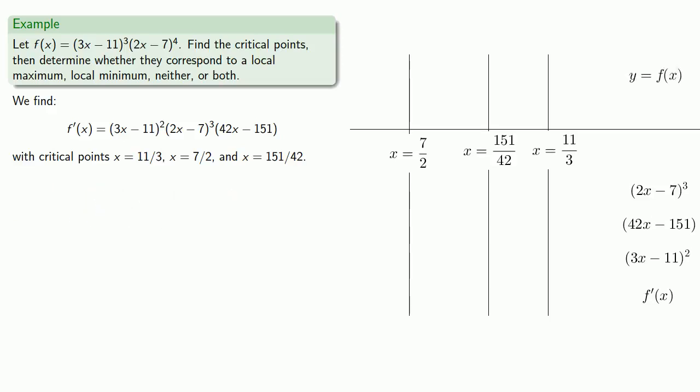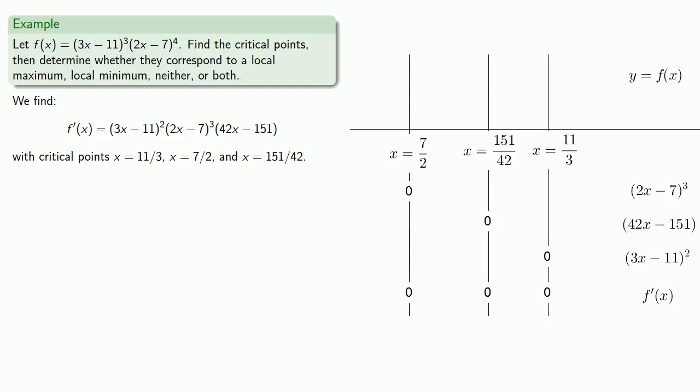So first, remember that these critical points, 7/2, 151/42, and 11/3, correspond to places where one of the factors is 0. So we know at x equals 7/2, this factor (2x minus 7) to the third is 0, which will also mean our derivative is 0. And similarly, at x equals 151/42, the factor 42x minus 151 is 0, as is the derivative. And at x equals 11/3, the factor 3x minus 11 is 0, as is the derivative. Now let's take a look at each factor individually.